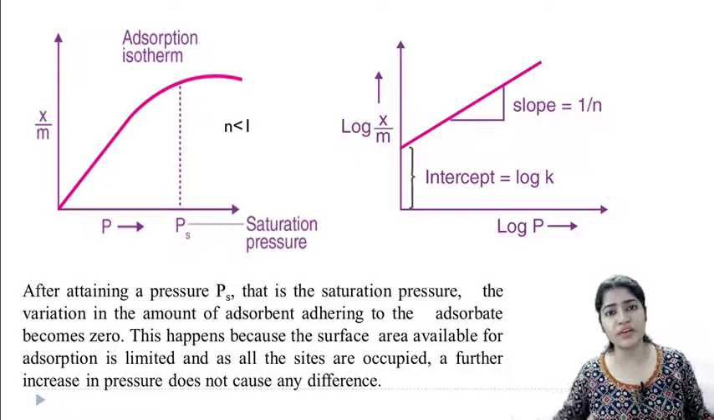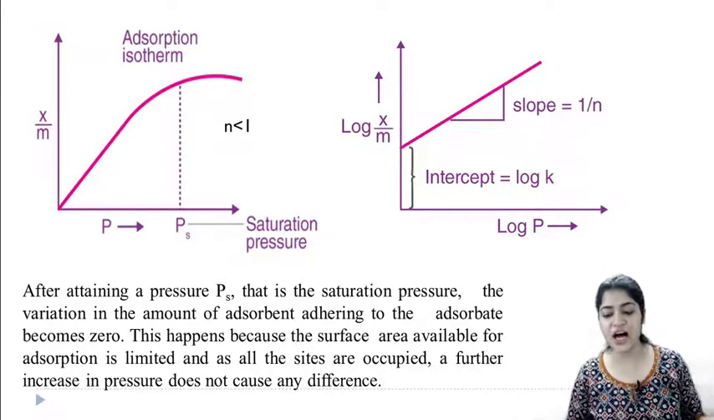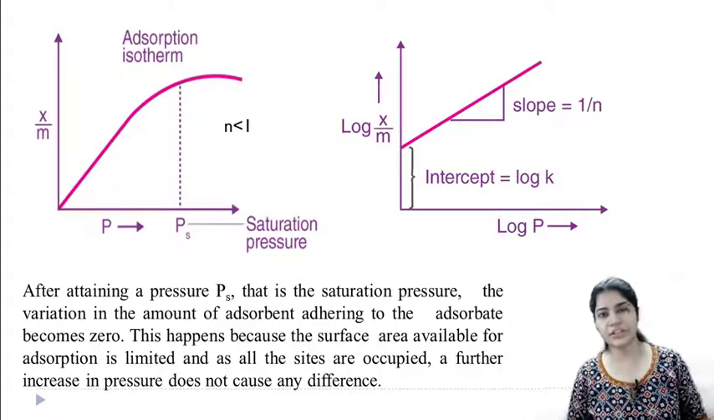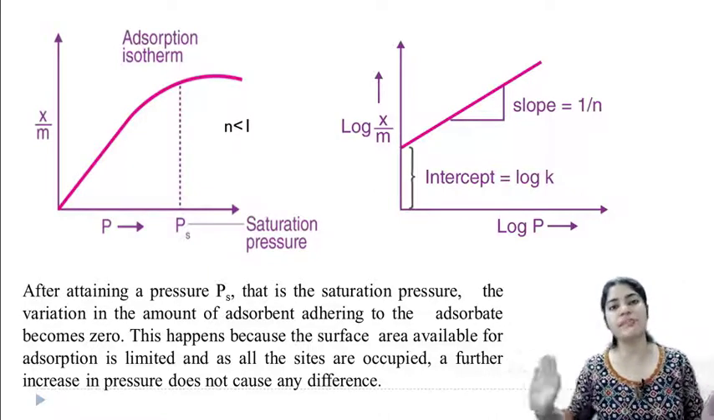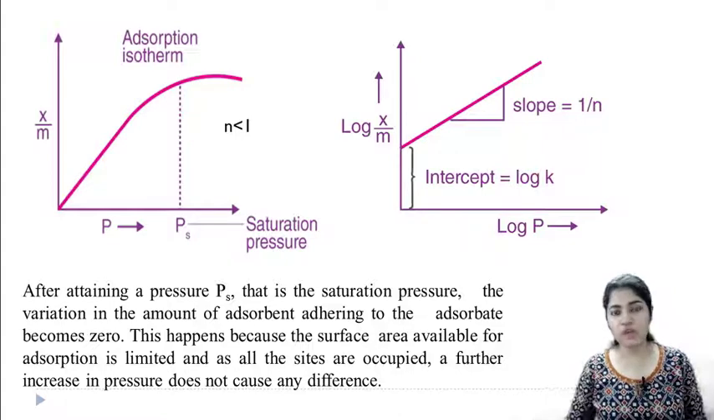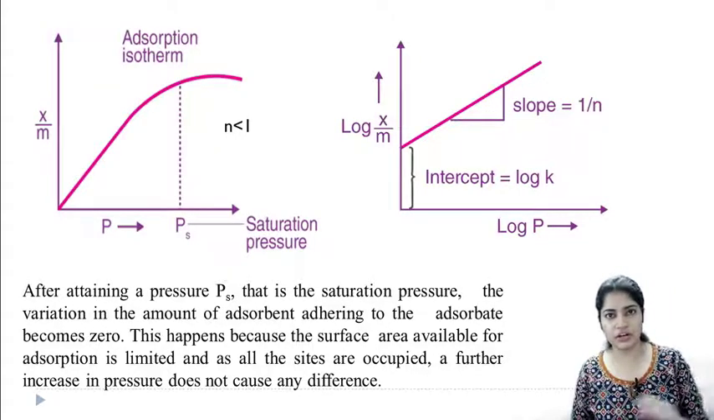Now no further adsorption can occur. This happens because the surface area available for adsorption is limited and all sites are occupied. So further increase in pressure does not cause any difference. It shows an equilibrium condition has been achieved. So you can see that when you plot log of x/m versus log of p, you get a straight line.